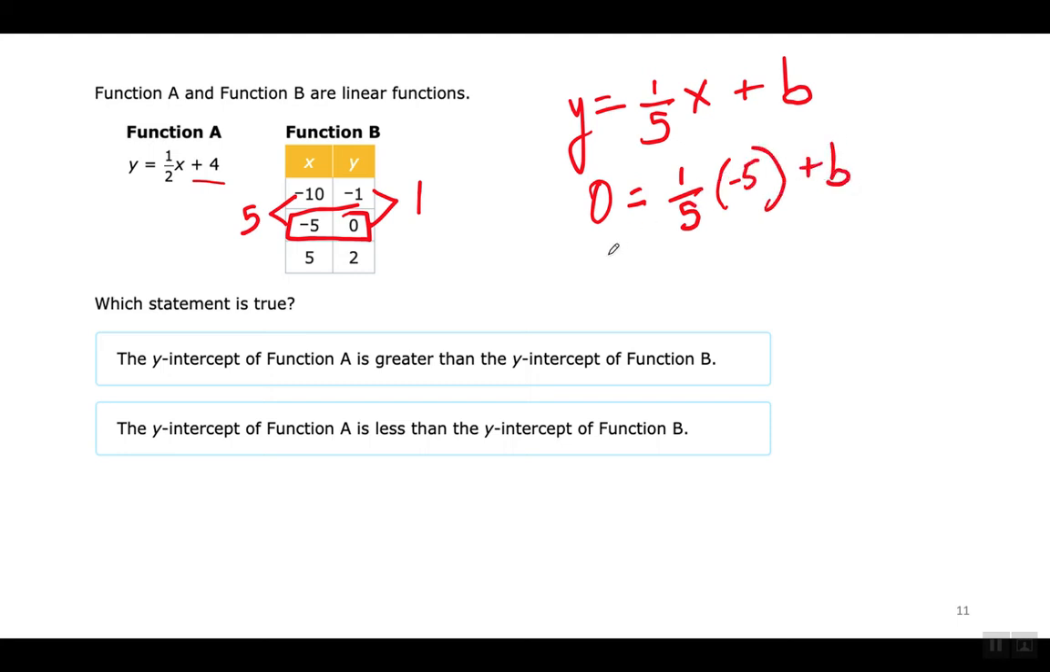When I multiply here, I'm going to get negative 5 over 5, which equals negative 1.